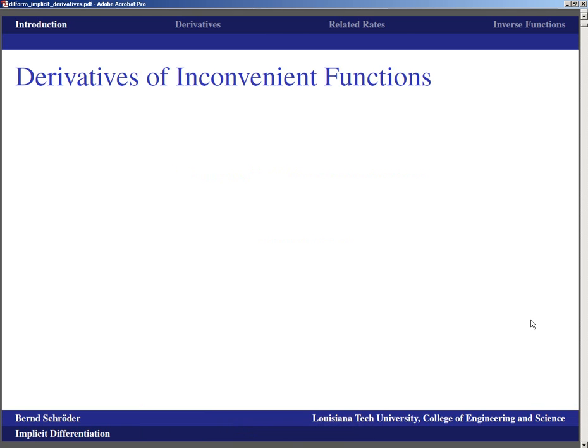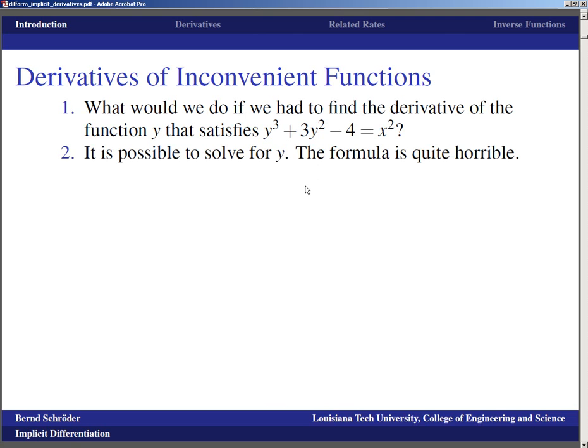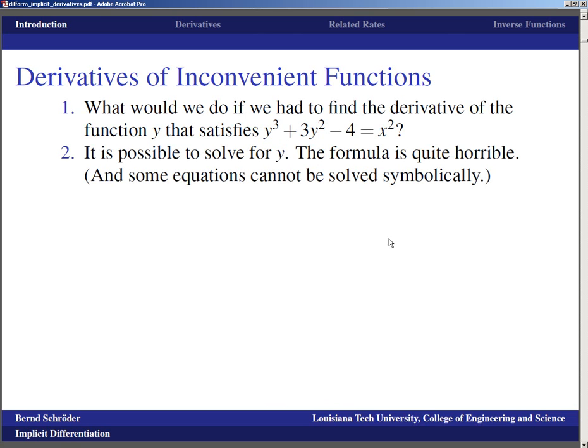So basically what we're interested in is taking the derivatives of really inconvenient functions. So for example, if we had this function y cubed plus 3y squared minus 4 equals x squared, well, that's really inconvenient because that's not even a function, right? That's an equation. But there are theorems that say, okay, if something is encoded in an equation like that, we can represent y as a function. And technically speaking here, we could solve this equation for y, but the formula is horrible. And there are quite a few equations that cannot be solved symbolically.